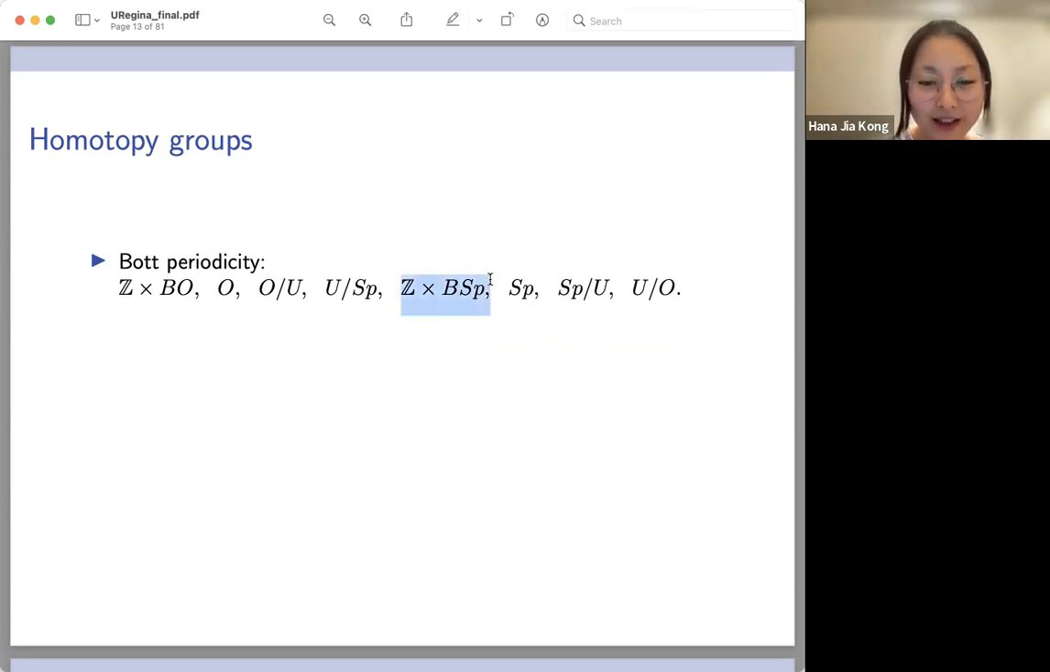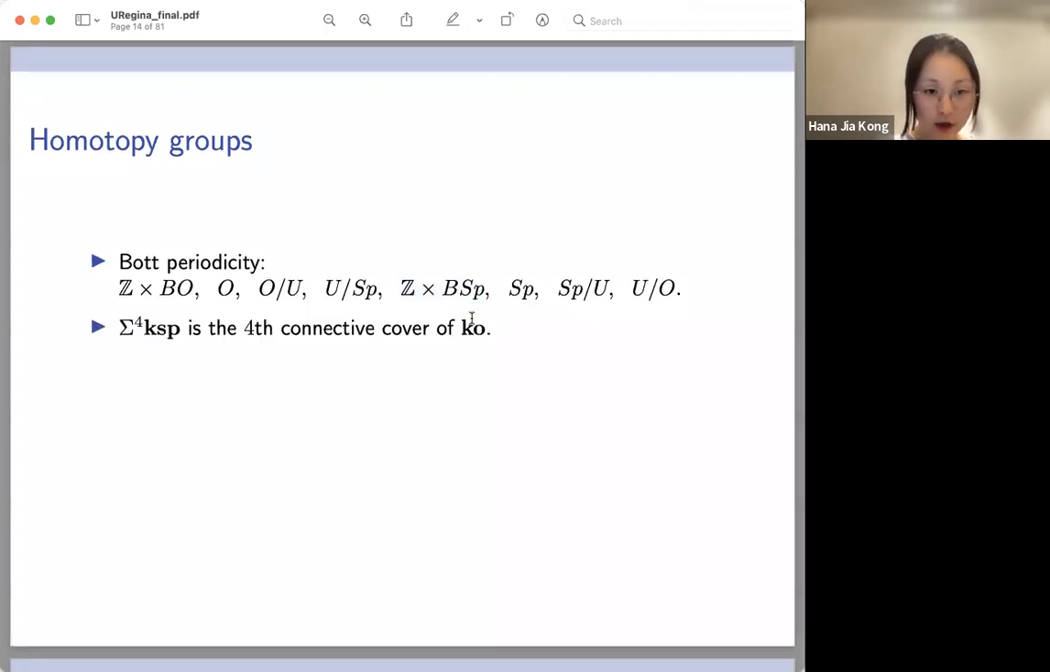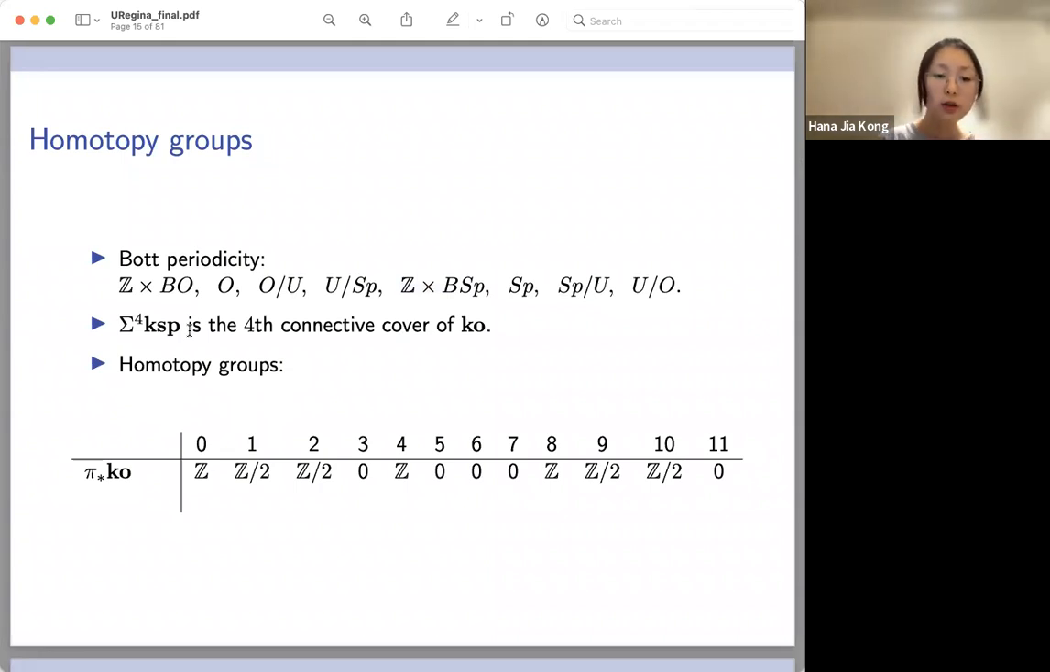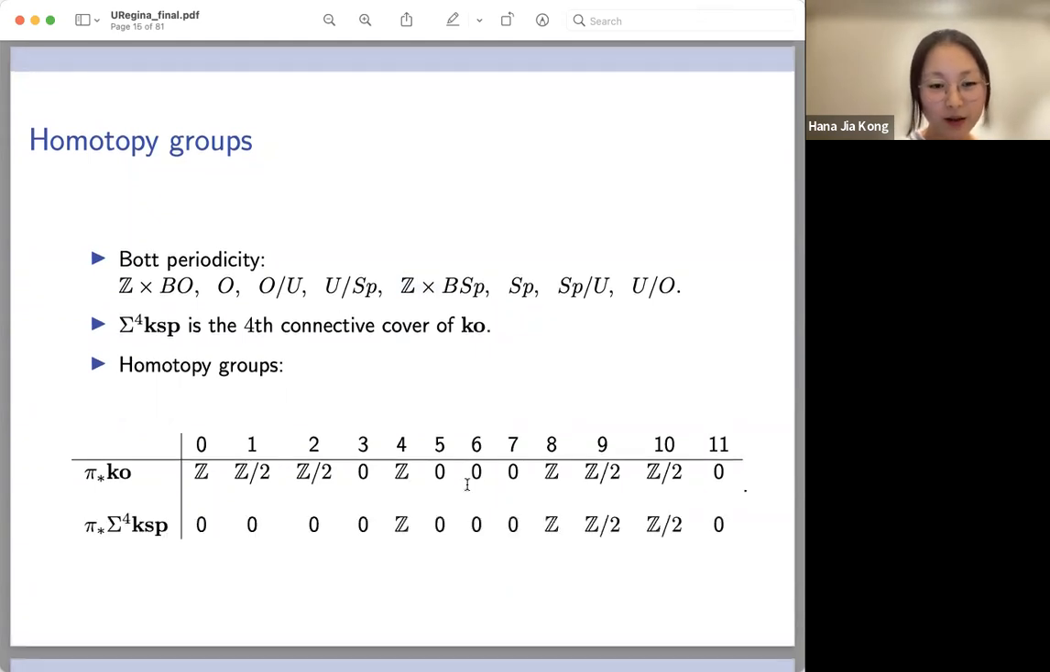Okay, so this is the zero space of the real K-theory spectrum, and this is the zero space of KSp. So in other words, you can see from this eight-fold periodicity here, KSp is KO shifted by 4. If we take the fourth suspension of KSp, then it is the fourth connective cover of KO. If we go to homotopy groups, we have a sequence to help us memorize the homotopy groups of KO, that is Z/2, Z/2, 0, Z, 0, 0, 0, Z, and it repeats. This is the homotopy groups of KO. And KSp is a fourth connective cover, so everything before 4 is 0, and you start at 4. Everything else is the same as KO. And these are the homotopy groups of KO and KSp.